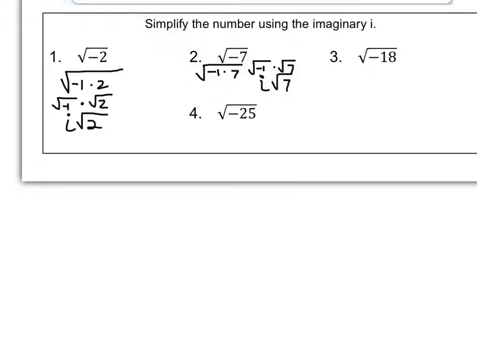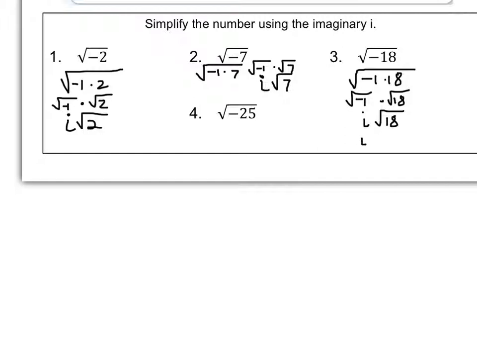But number 3 is a little bit different. So again, I'm going to break this guy apart into negative 1 times 18. Okay? So, as I look at this, this is the square root of negative 1 times the square root of 18. Square root of negative 1 is i times the square root of 18. There's only one problem, though. 18 has a perfect square in it, so I still have to break that down as well.